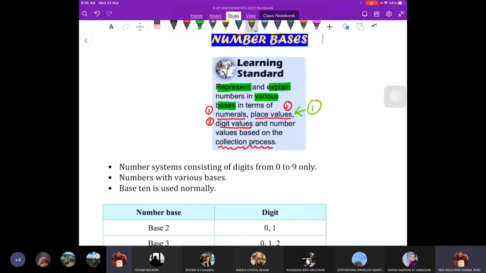This is the first one. And then I'm gonna go to digit values, second. Baru I'm gonna go into numerals, third. Okay, so this is what various bases. Nak tengok pelbagai base dalam 3 kenyataan lah. 3 questions that can be asked, which is place values, digit values, and numerals.